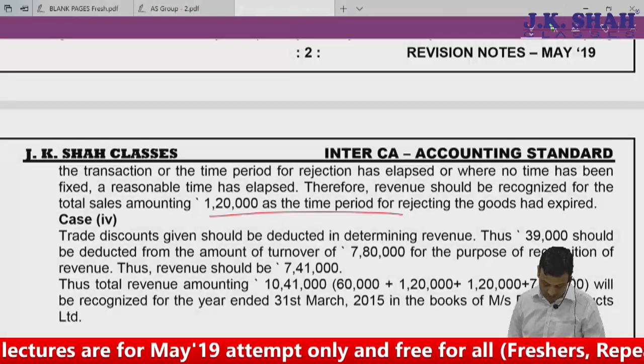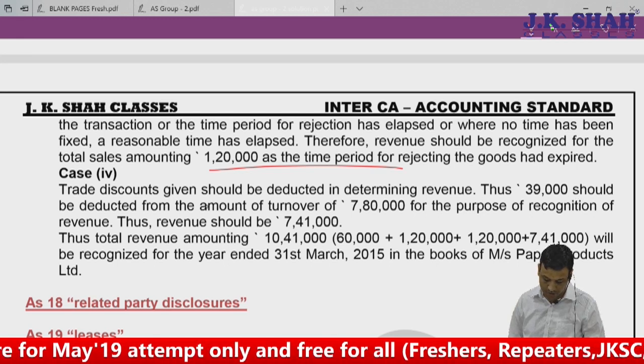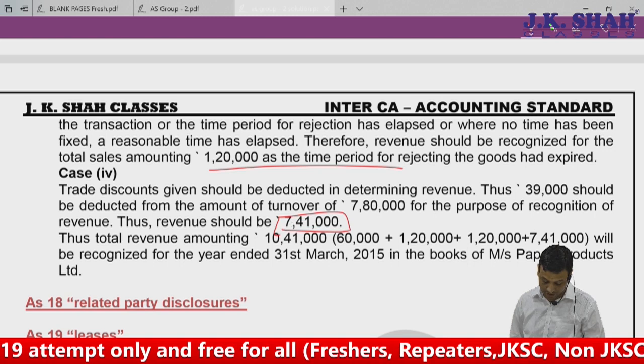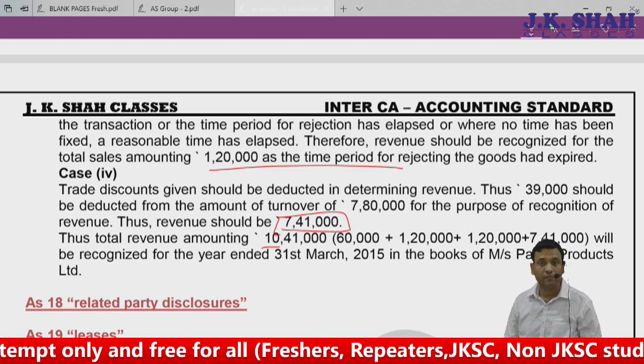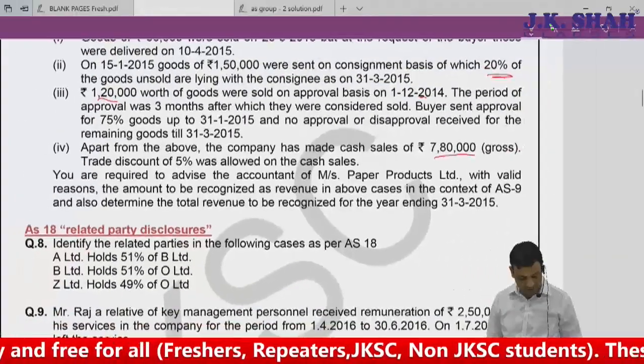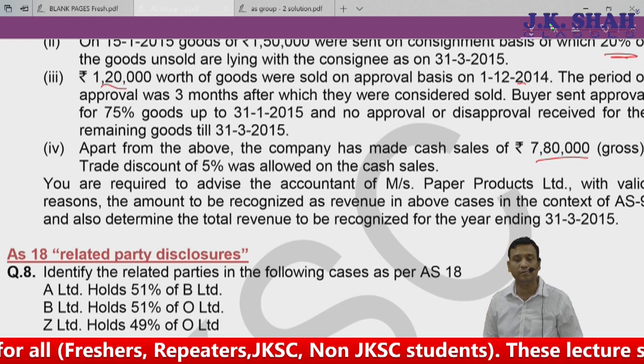The trade discount given on cash sales should be deducted in determining revenue. Thus 39,000 should be deducted. So your total revenue is 741 for this, and the total is 1041. So we go to the next question, but before that we have already completed AS 9 including its problems. Thank you.